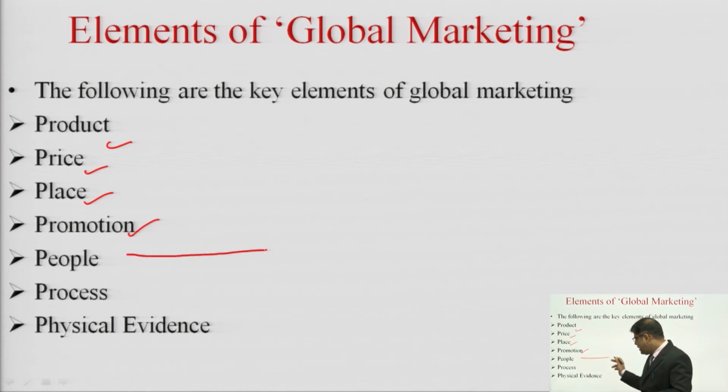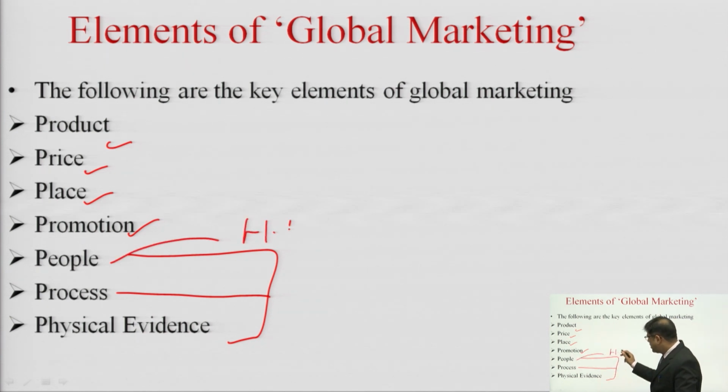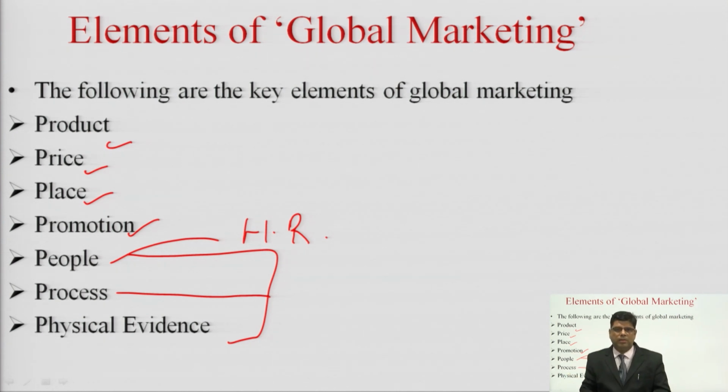Then there are three components which are specifically related to services: people, process and physical evidence. When we talk about people, we are basically talking about human resource. A service cannot be offered without people, and whenever services are being offered, people automatically come into play, unless the service is fully automated. If the service is not completely automated, it is only through people that companies are able to offer the service.